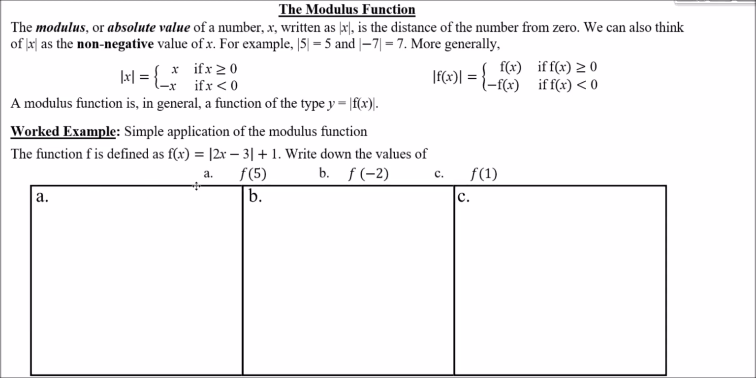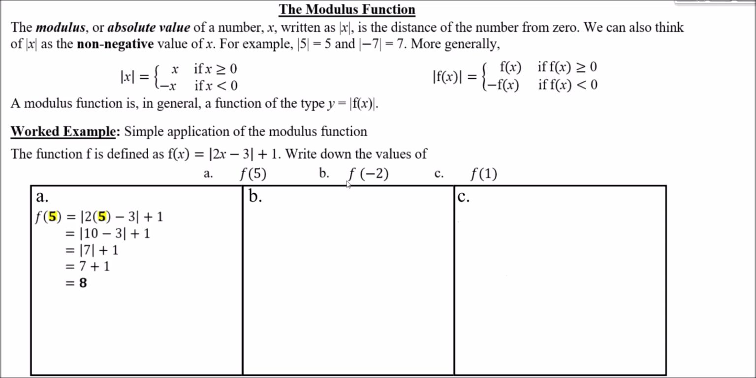So first of all, a. If our input is 5, we're now going to do the modulus of 2 lots of 5 minus 3, plus 1. Treat the modulus as brackets, so do the brackets first when simplifying. So 2 times 5 is 10 minus 3. So it's a modulus of 10 minus 3, then plus 1. But 10 minus 3 is 7. So it's a modulus of 7 plus 1, but the size of the number 7 is just 7 itself. So that becomes 7 plus 1, which of course is 8. So f of 5 returns a value of 8.